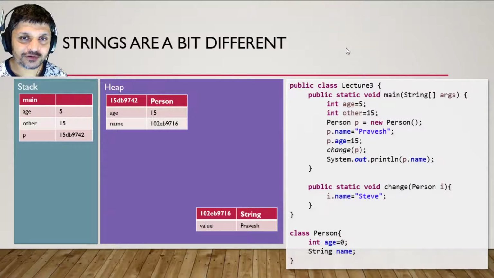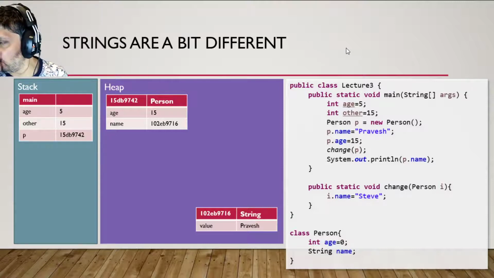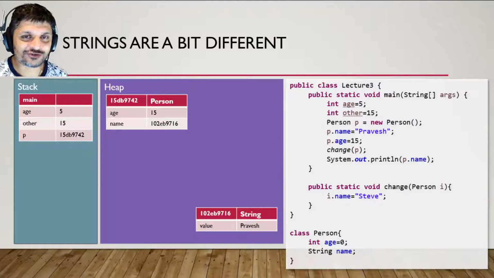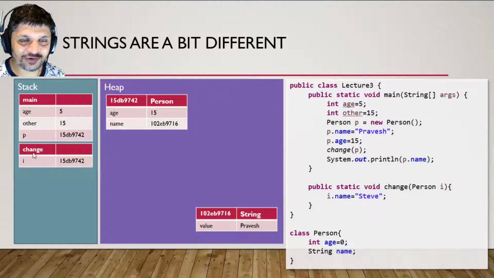Okay. Now, let's look at how strings work. Strings are interesting ones. So let's say now what I did with my change method is, instead of saying i.age equals 19, I said i.name equals Steve. Okay, because who wouldn't want to be Steve? So now I've got my variables set up as normal, and then I call change on p. When I call change, I get a new stack frame, and i is a copy of p.